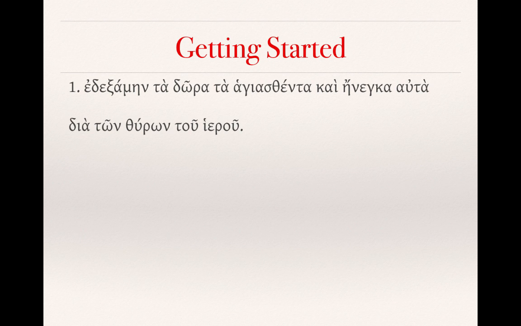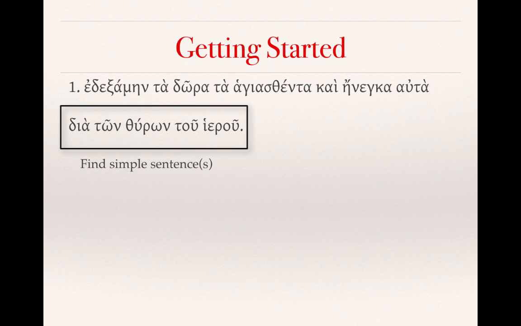Edexamen ta dora ta hagiasthenta, kai enenka auta dia ton thuron tou hierou. As is the case, I want to start by finding the simple sentence. We have one prepositional phrase that we can blot out for now, dia ton thuron, and then tou hierou is a genitive phrase that modifies thuron. So we can bracket that whole phrase out. And so we are left with edexamen ta dora ta hagiasthenta kai enenka auta.